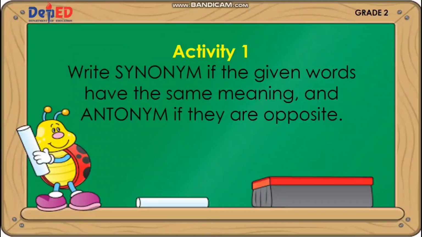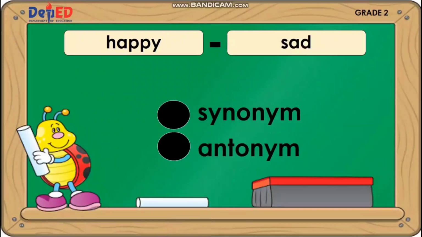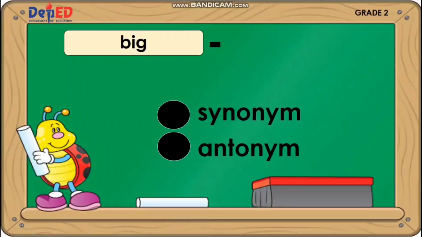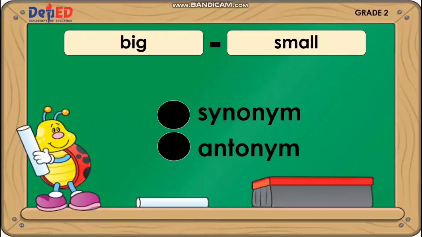To better understand our lesson, we will be having an activity. Write synonym if the given words have the same meaning, and antonym if they are opposite. Happy and sad. Synonym or antonym? Brilliant. Antonym. Big, small. Synonym or antonym? Brilliant. Antonym.